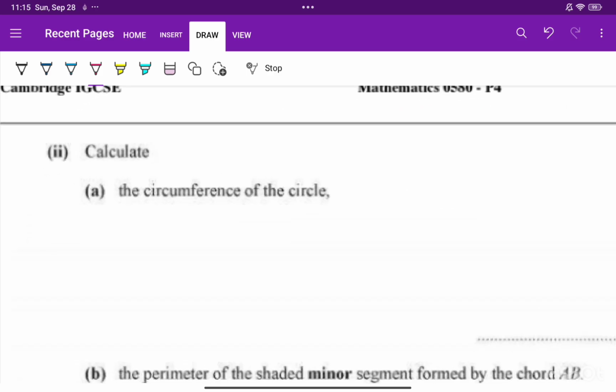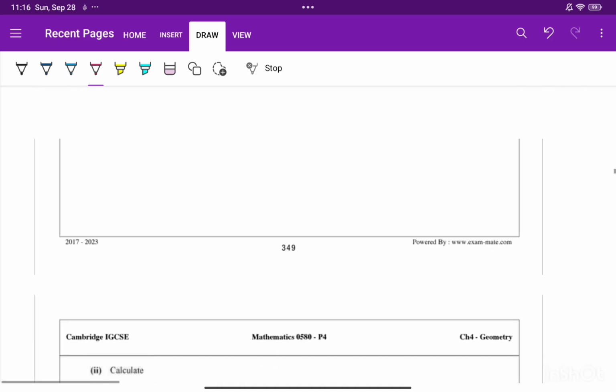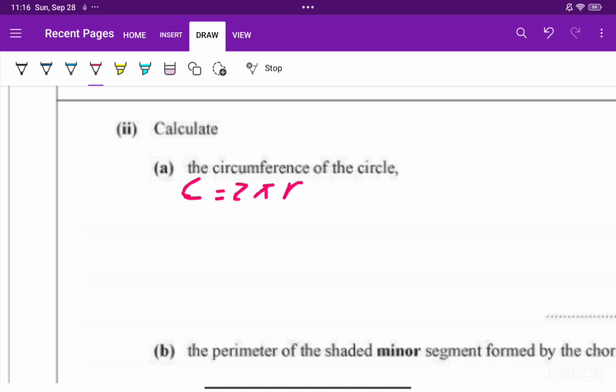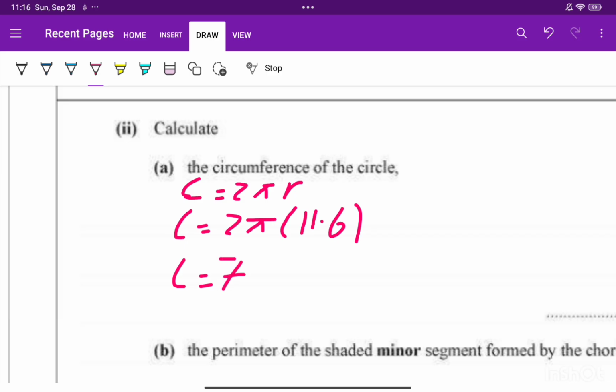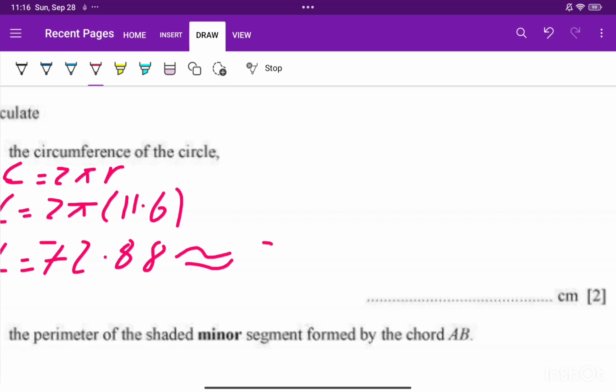Next part, calculate the circumference of the circle. Okay, the circumference formula is 2 pi r, and we have already found the radius, which is 11.6. So 2 pi times 11.6. Our circumference will be, let's do this, 72.88, which will round to 72.9.